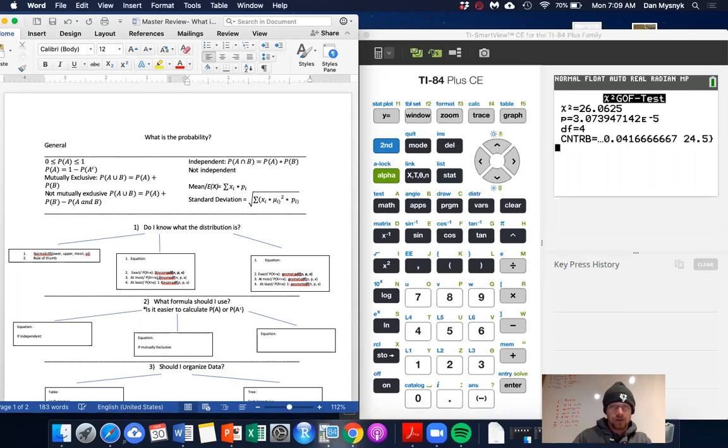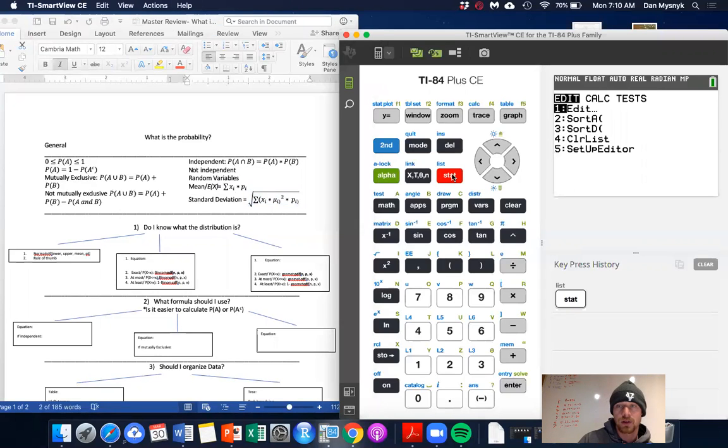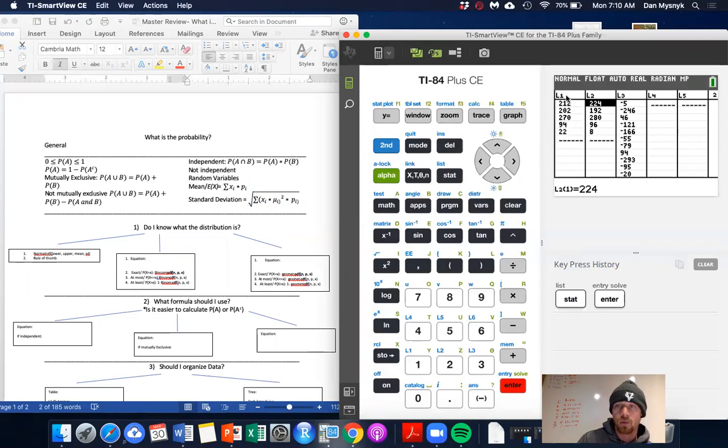These last two equations have to do with random variables. The mean, or the expected value of a random variable, means you take all the things that can happen, multiply them by the probability that they happen, and then add them all up. You'll remember we have some tables. We multiply across the table and then add up all those values. To get the standard deviation, you would go into lists and make one list the things that can happen, and one list the probability that it happens.